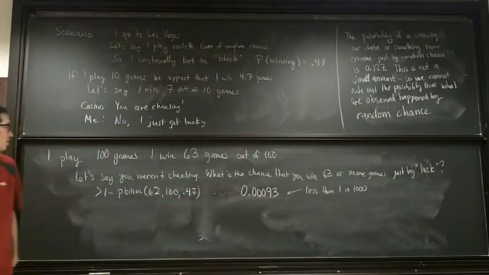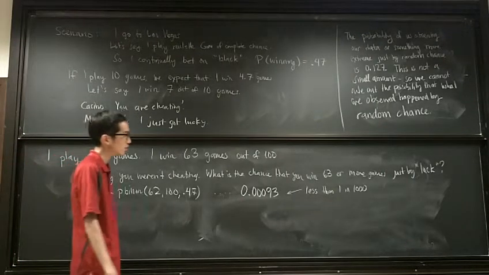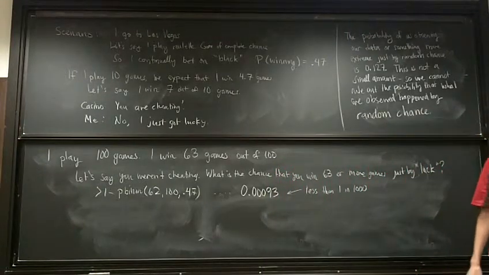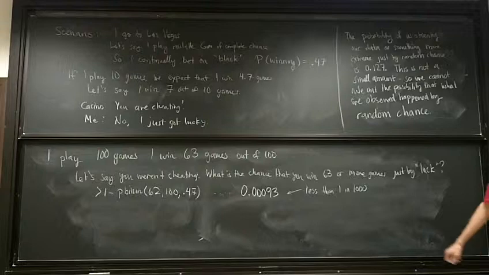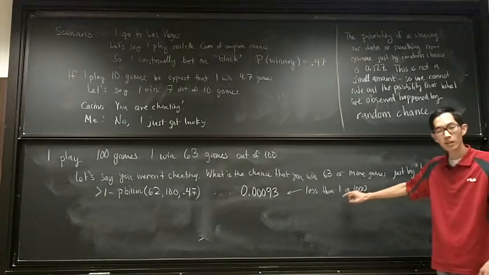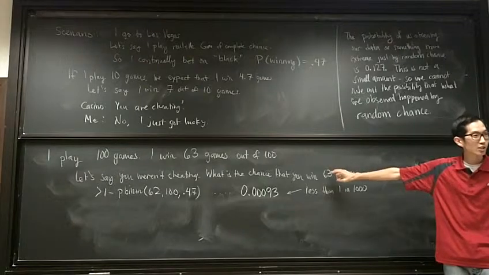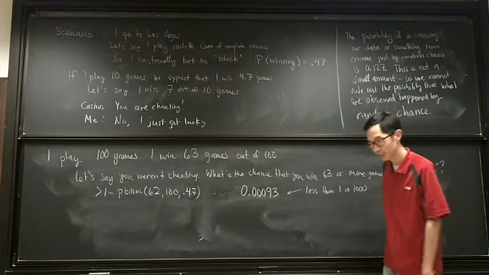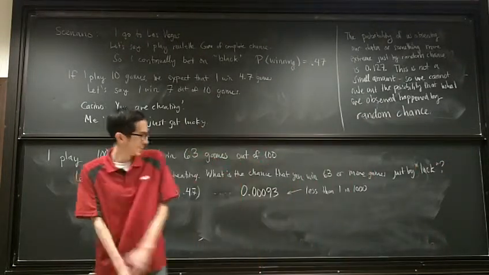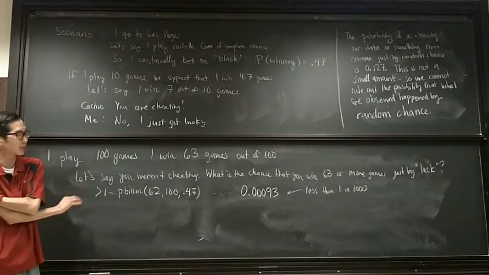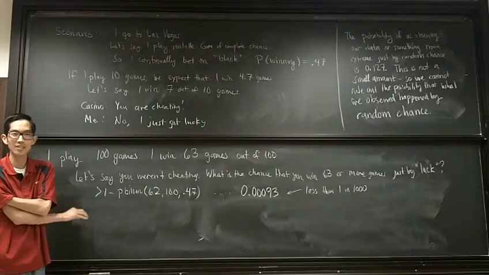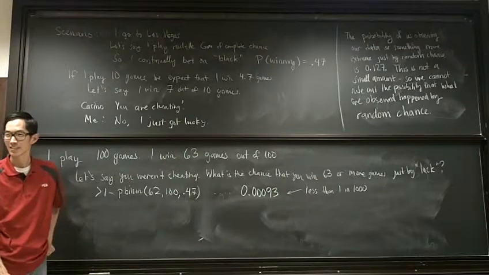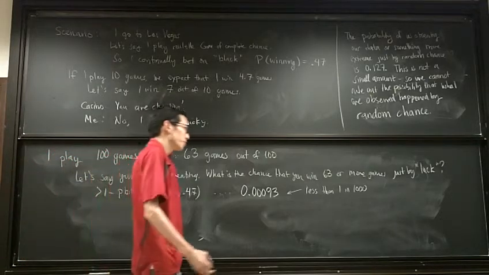So, I can believe that either you're really lucky, meaning there's less than 1 in 1,000 chance of this happening just by random luck, or maybe you're doing something like cheating. So what would we say now? Would we agree with what the casino's accusing, or would you say, I just got a 1 in 1,000 chance?